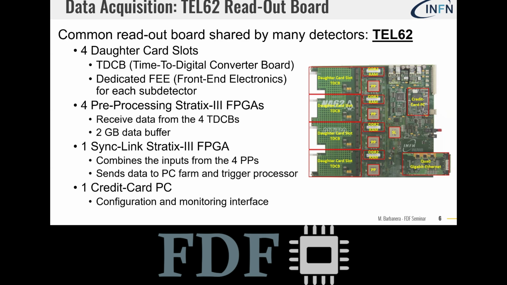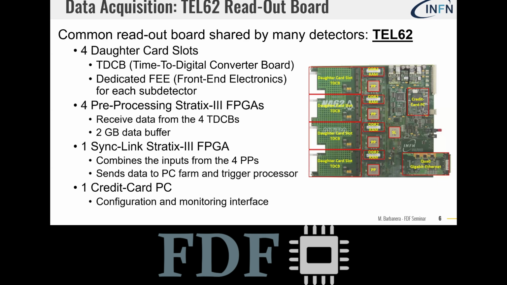The daughter cards for the detectors that we will consider are usually time to digital converter boards, even though there can also be communication boards or ADC boards or whatever. Each daughter card is read out and handled by one FPGA, a Stratix 3, which here we call PP, which stands for pre-processing FPGAs.